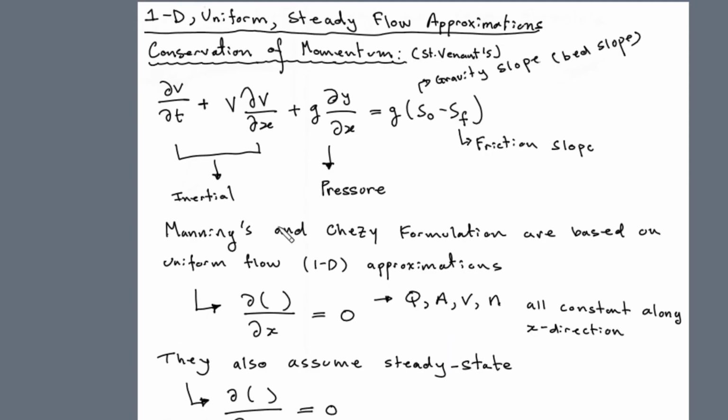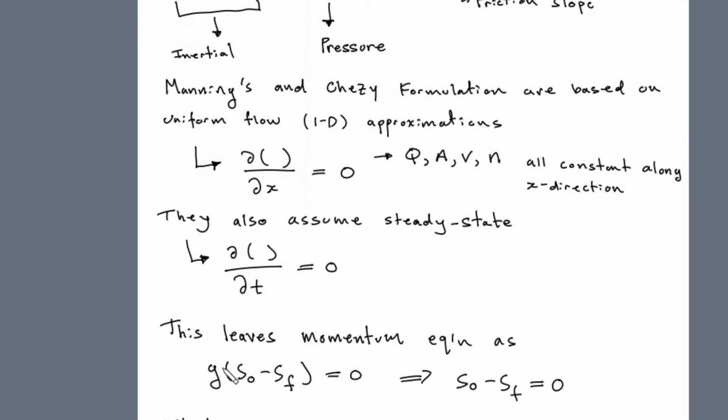So going back to this momentum equation, this is going to leave this term 0, this term 0, and this term 0, rendering us with just this term, which is what we have here. Dividing out the g, we have the bed slope minus the friction slope, which is equal to 0.